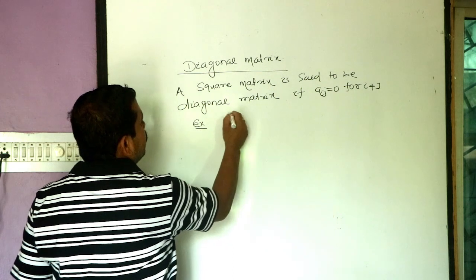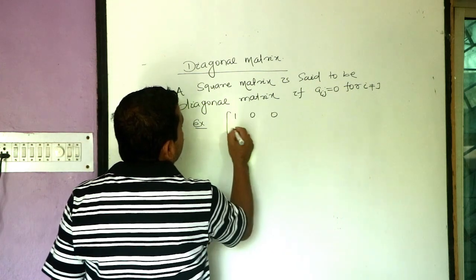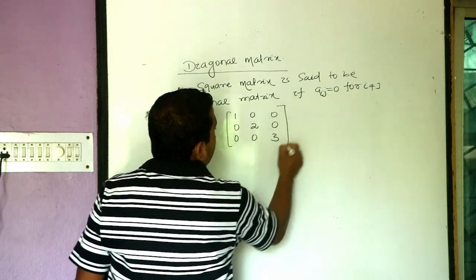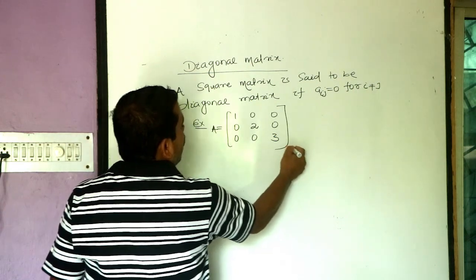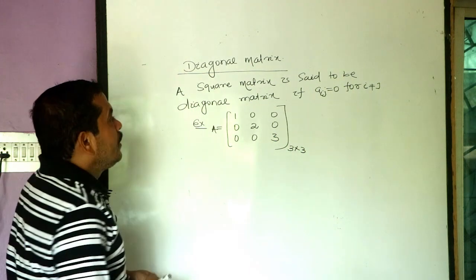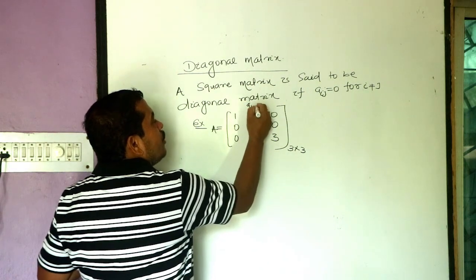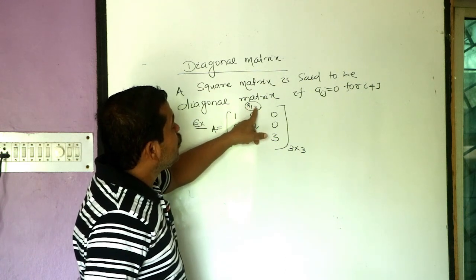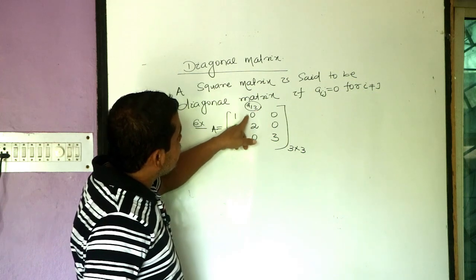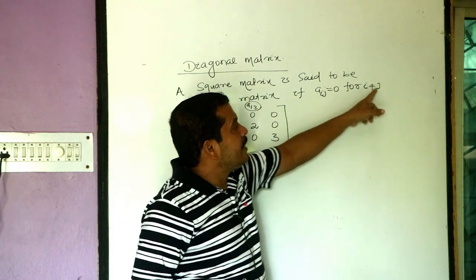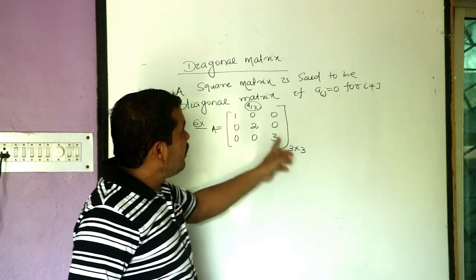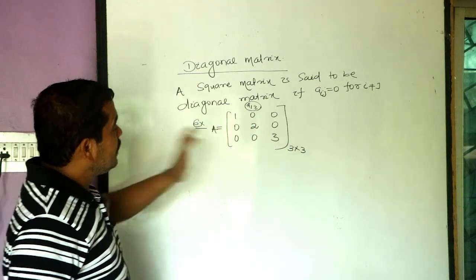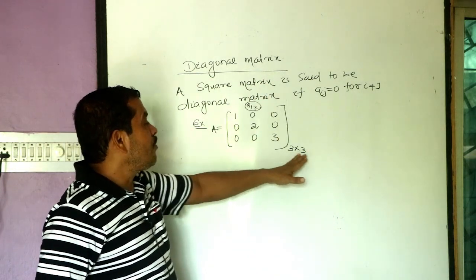For example, 1 0 0, 0 2 0, 0 0 3. Here A is a square matrix of order 3 cross 3. Take A12: here i is 1, j is 2, so i is not equal to j, and in this case the entry will be 0. Aij is 0 for i not equal to j, which means the diagonal elements are not 0, the rest are 0. This is known as a diagonal matrix. This is an example of a diagonal matrix of order 3 cross 3.